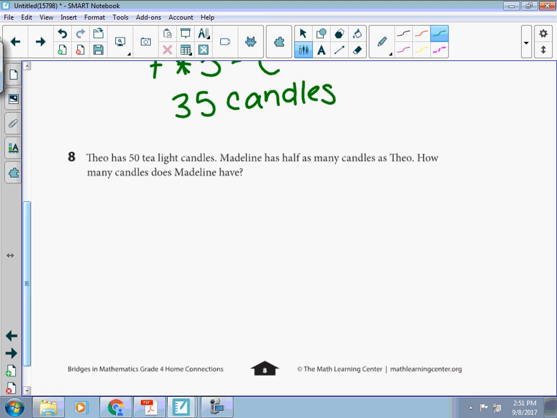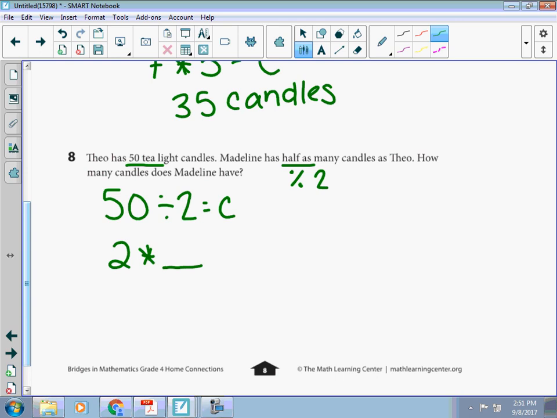Theo has 50 tea light candles. Madeline has half as many candles as Theo. How many candles does Madeline have? Well, I'm starting with 50 and I'm doing half. We haven't talked a lot about this in class, but when I have half, that means I'm splitting it or dividing it by 2. So if we're comfortable writing a division equation, we can write 50 divided by 2 as the candles, or we can write 2 times something gives me 50.